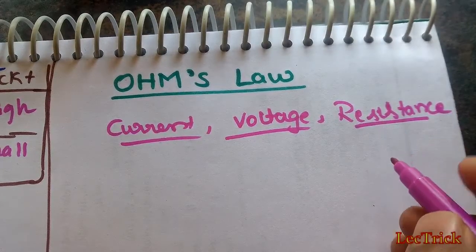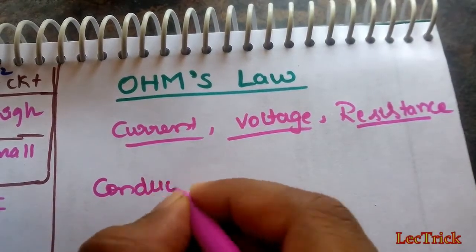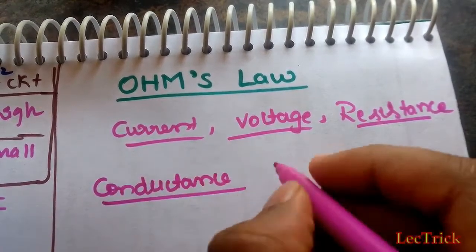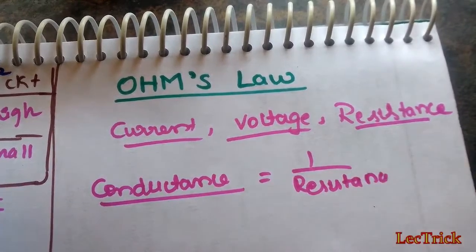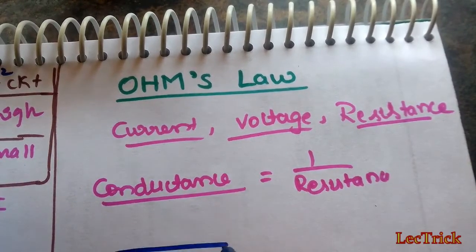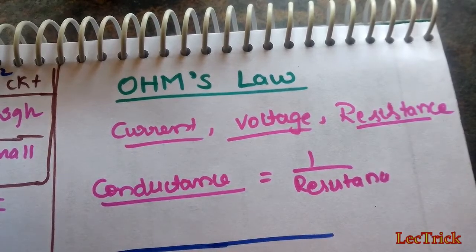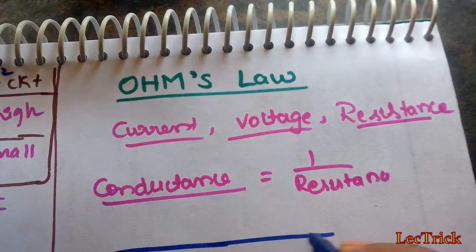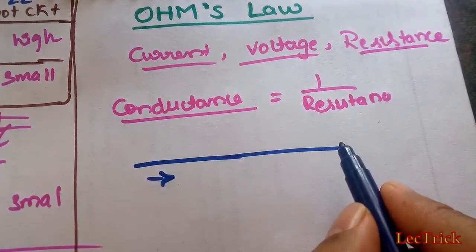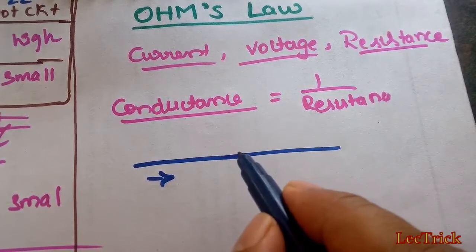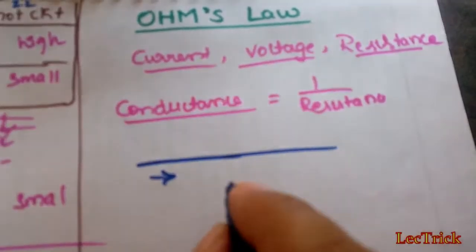And what is resistance? Resistance is the reciprocal of conductance. Conductance is equal to 1 by resistance. In a conductor, electrons are flowing, which means current is flowing. If the conductor has less resistance, more current will flow. If the conductor offers high resistance, less current will flow. That's why conductance is called the reciprocal of resistance.